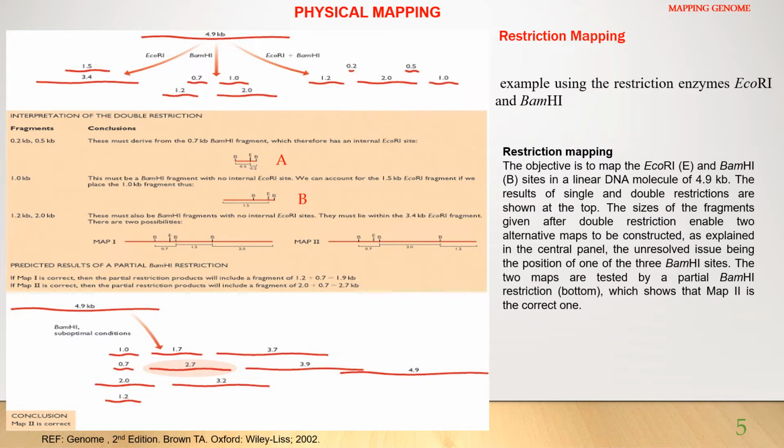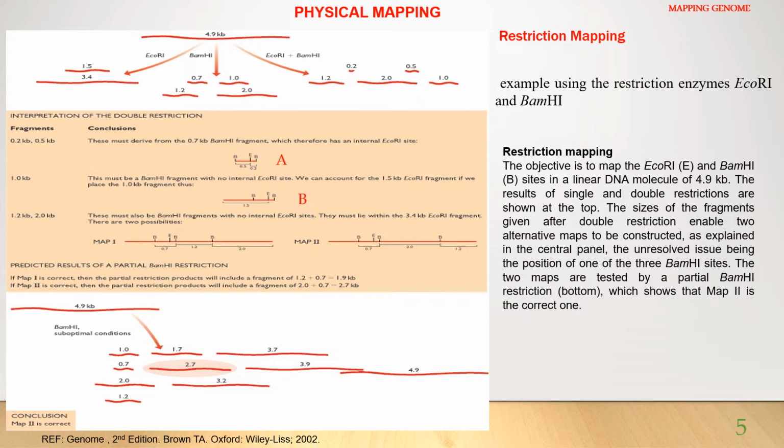Interpretations can be made after the double restriction. First, if we take the 0.2 and 0.5 kb fragments, when put together they form the 0.7 kb fragment observed when digested only with BamH1, while when digested with both, it is cut into two fragments. Hence, it can be concluded that there is a restriction site for EcoR1 in the 0.7 kb length.